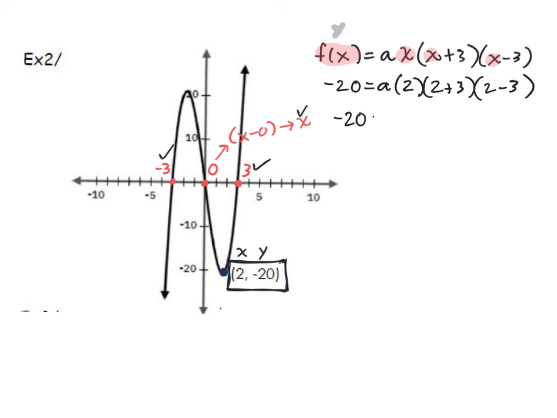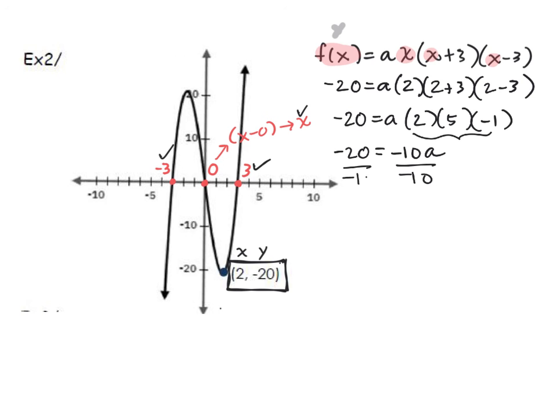All right, so let's keep working to solve our equation for a. Negative 20 stays the same. And then I have a, 2. 2 plus 3 is 5. 2 minus 3 is negative 1. All right, so I'm going to keep negative 20 here. Let's multiply these 3 numbers. 2 times 5 is 10, times negative 1 is negative 10. So I'm going to write negative 10a. And then to solve for a, I divide by negative 10. And I get a equals negative 20 divided by negative 10 is 2. I just get a whole number, 2, as my answer.